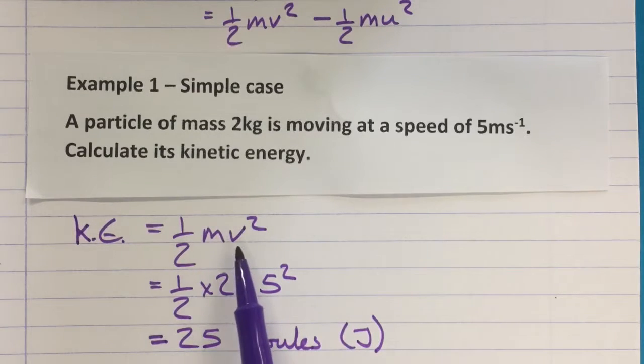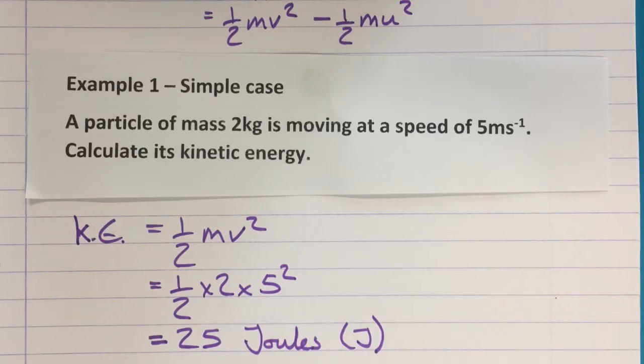Now do be careful that it is velocity that we're talking about, so it does have direction, but in here we're not looking at the direction, as we're only looking at an instant in time, so we're taking that 5 meters per second.